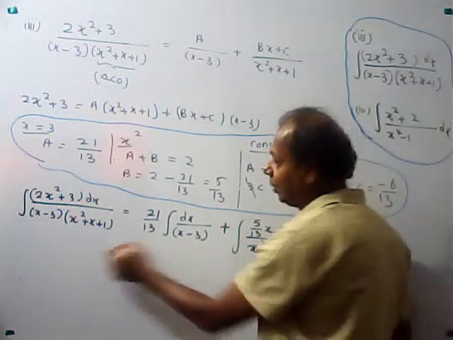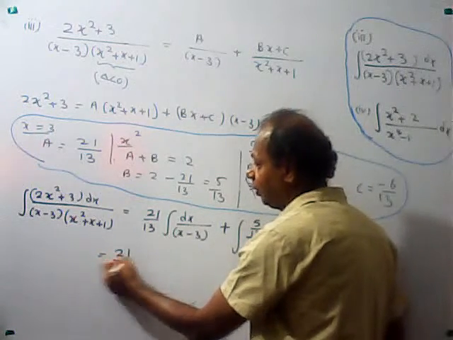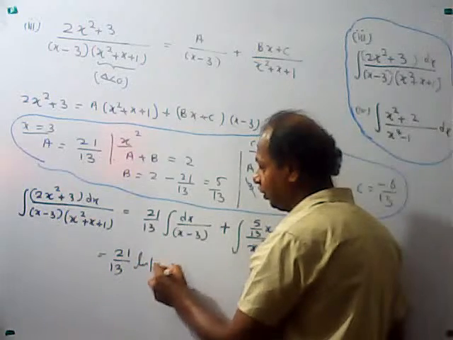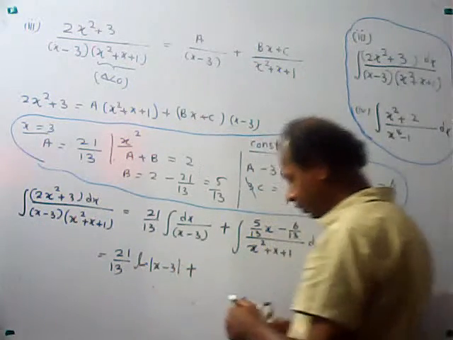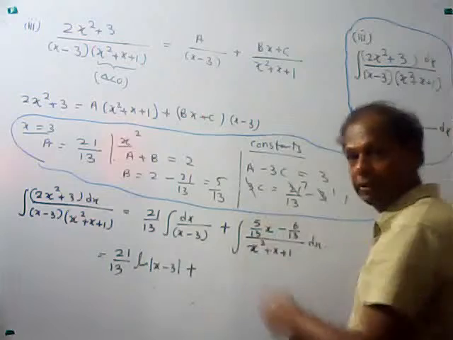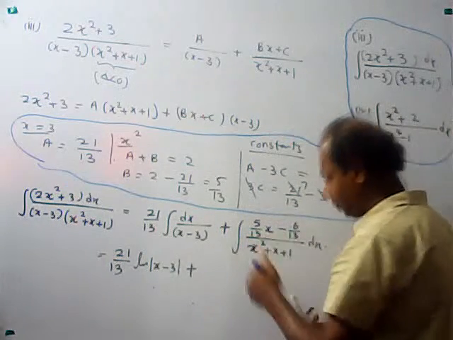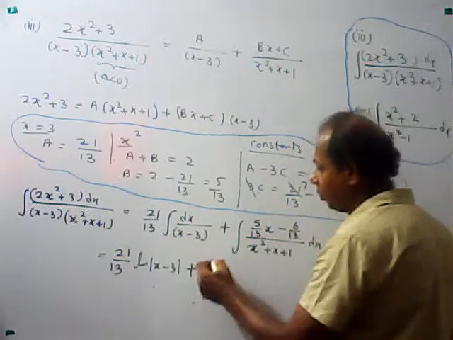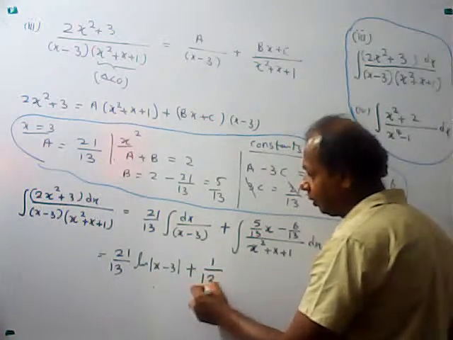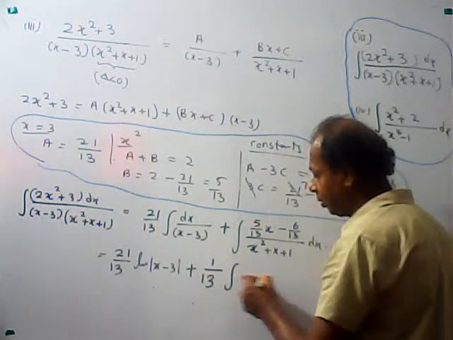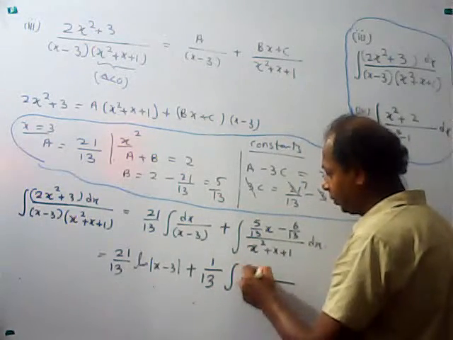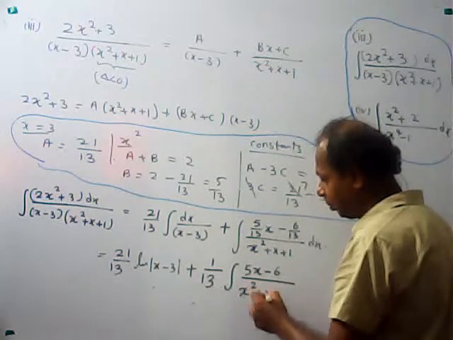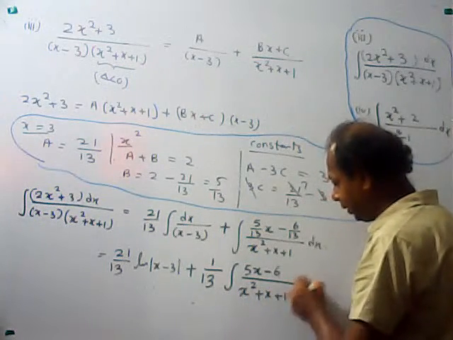This you can easily integrate. 21 over 13, this is ln mod x minus 3 plus, if you want, you can take 1 over 13 out of the integral of this one. So that will give 1 over 13 integral of 5x minus 6 over x squared plus 6x plus 1 dx.